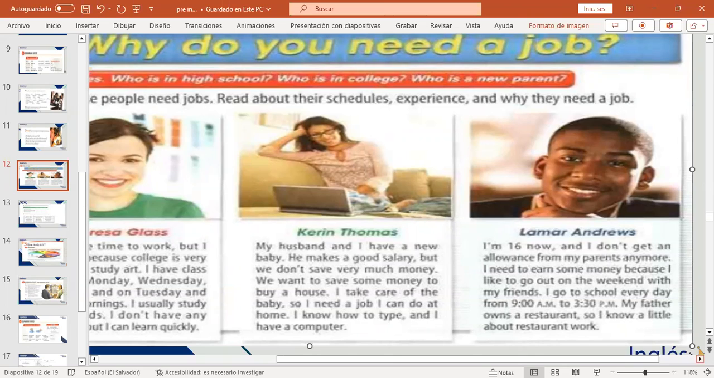Okay, my friends, hello. Allowance es como estar de acuerdo. No, allowance es la mesada. Ah, okay, thank you. So I don't get an allowance from my parents. Mi papá ya no me da mesada.